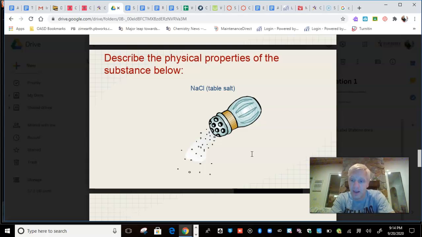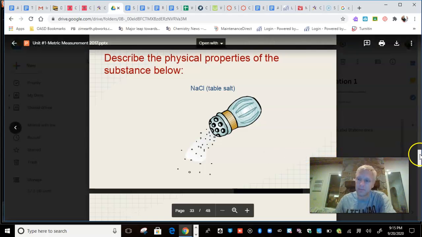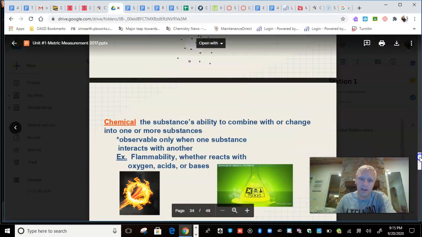It has a specific mass, which is extensive. Each salt crystal can be measured at a certain length. That's extensive. It has a specific melting point, which would be intensive. And there's a lot more that we could list off. All right. So moving on.